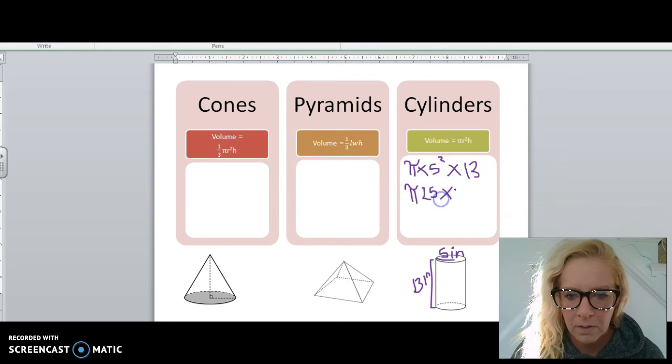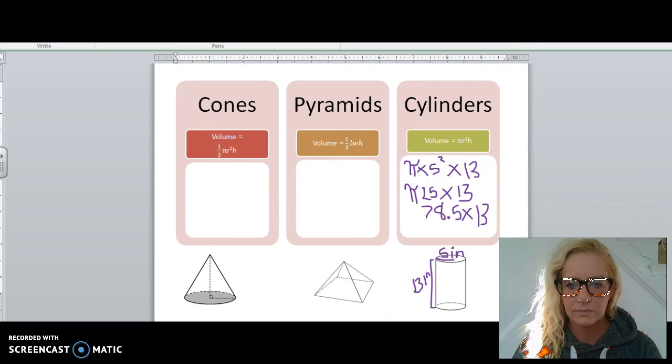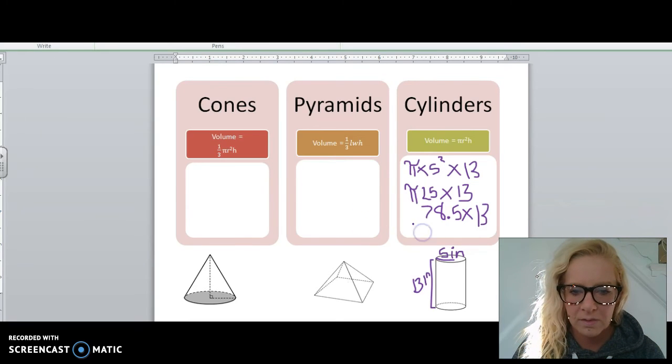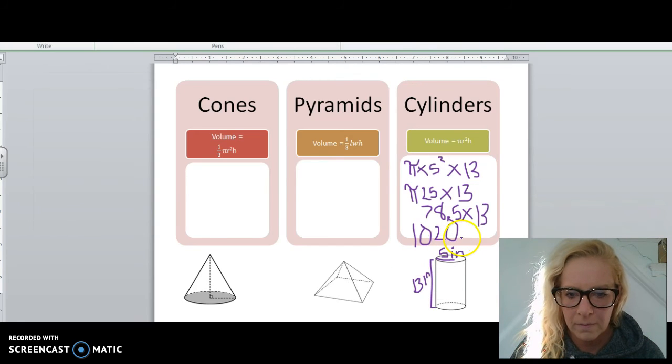78.5. We're going to do 78.5 times 13, to have a volume of 1,020.5 inches cubed. Make sure your sheets are a lot neater than this.